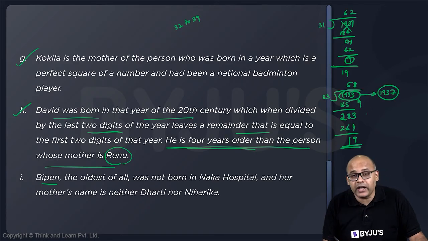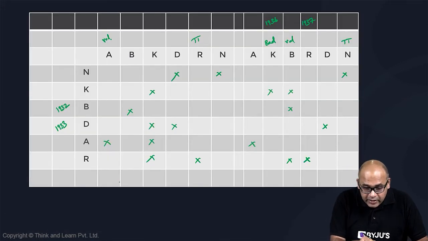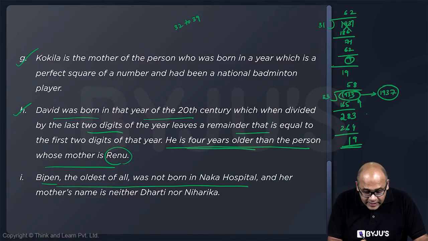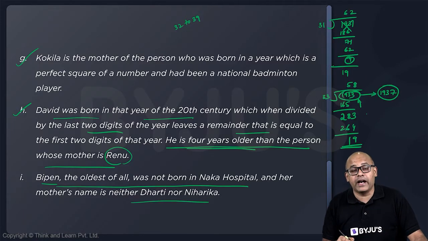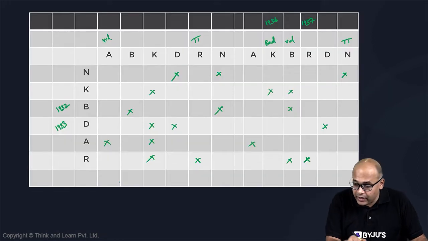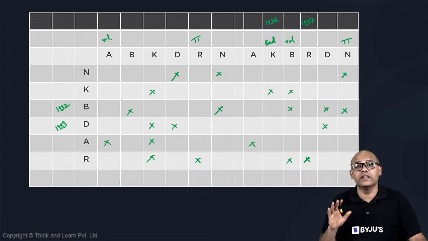Bipin was not born in Naka hospital. So Bipin, the oldest of all, was not born in Naka hospital. So Bipin is not Naka. Right? And her mother's name is neither Dharti nor Niharika. So Bipin is not born to either Dharti or Niharika. So Bipin: not D and not N. Right? So this is the information.